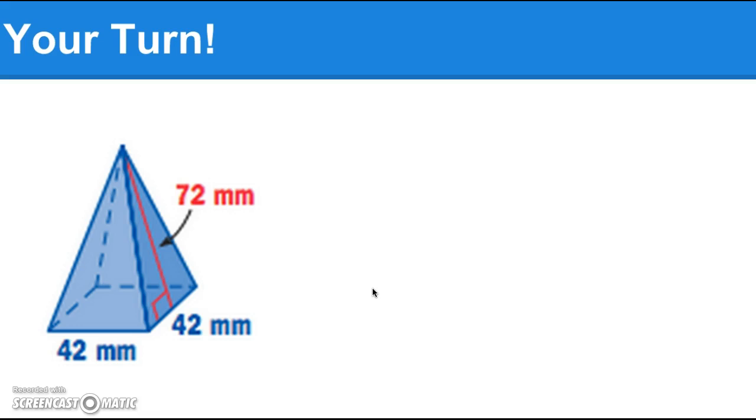Then this square pyramid is going to be very similar to the one we just saw. Go ahead and pause if you need to try it. And then once you're finished, go ahead and click play and we can begin finishing this out.